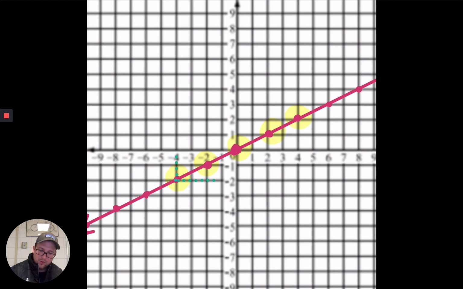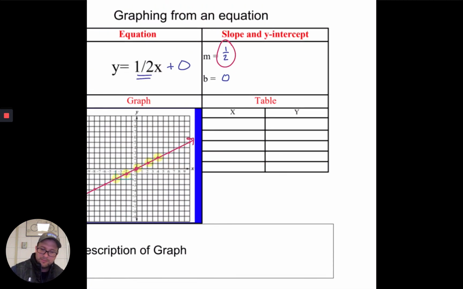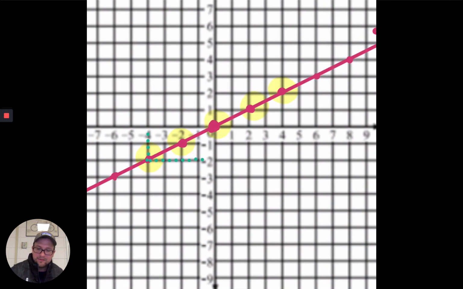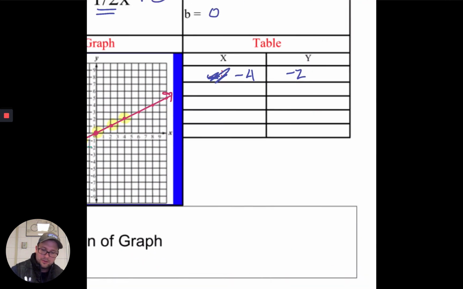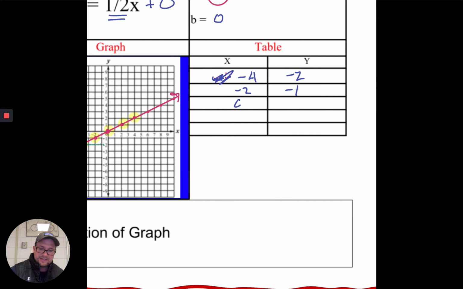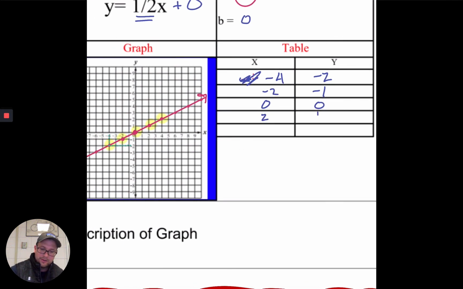Look at the y-coordinate, it would be a -2. So our first point is going to be -4, -2. Our next point appears to be at -2, -1. Our y-intercept is right at the origin, so that's at 0, 0. And then it looks like we are at 2, 1 and 4, 2.